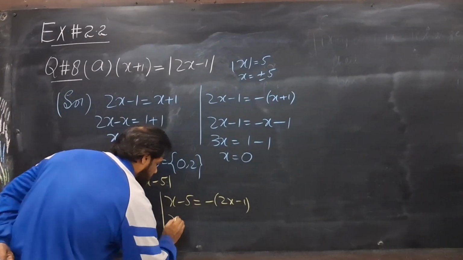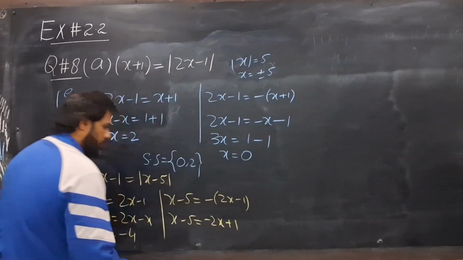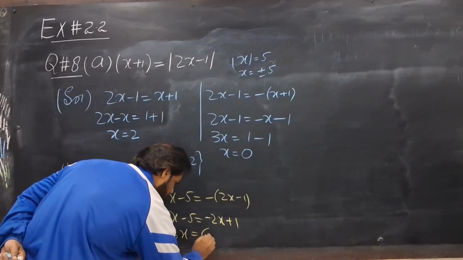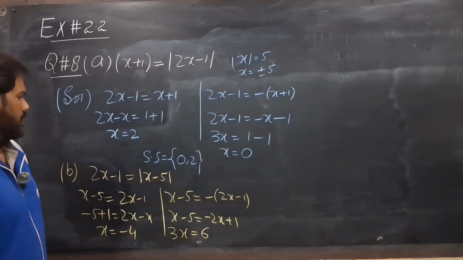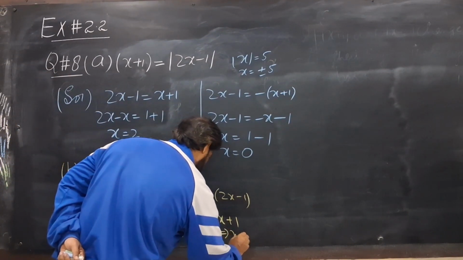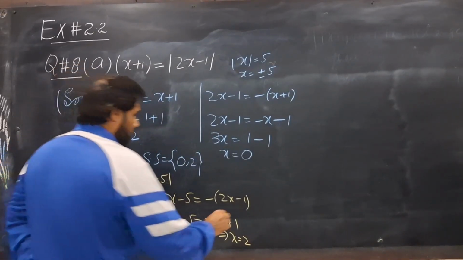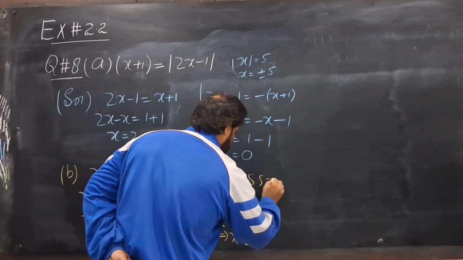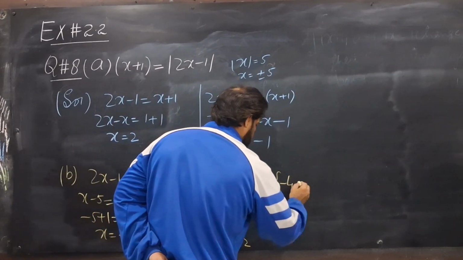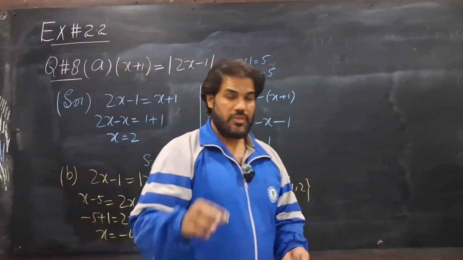And this gives x minus 5 is equal to minus 2x plus 1. And this gives 3x equal to 6, so x is equal to 2. So the solution set is again two numbers, minus 4 and 2. Minus 4 and 2. This completes question number 8. Question number 9.